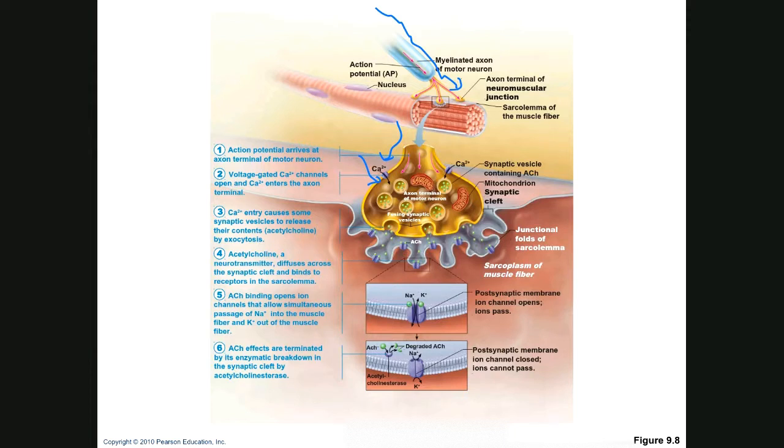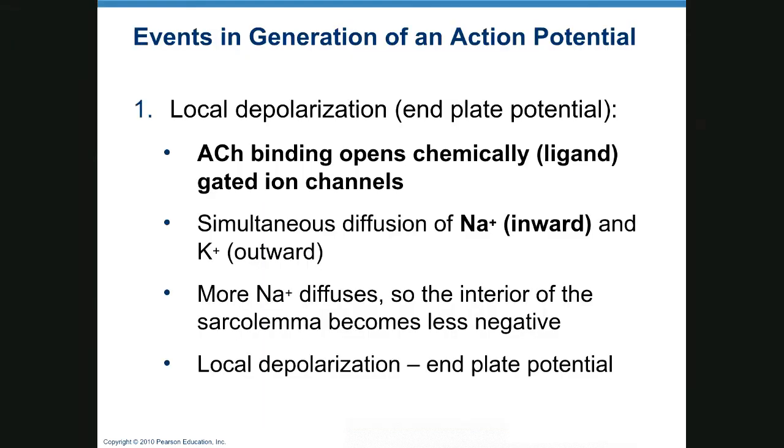And in this case, little packets of acetylcholine are going to be released at the neuromuscular junction, and they're going to bind to receptors. So think of a ball being pitched across the neuromuscular junction, and when you get to the sarcolemma, it actually binds. And that opens a ligand-gated channel, which ligand means chemical. So acetylcholine binds to the ligand-gated ion channel, and it lets sodium flow inward and potassium flow outward.